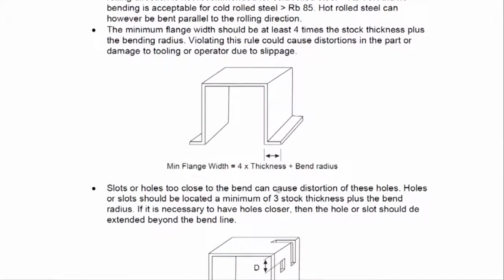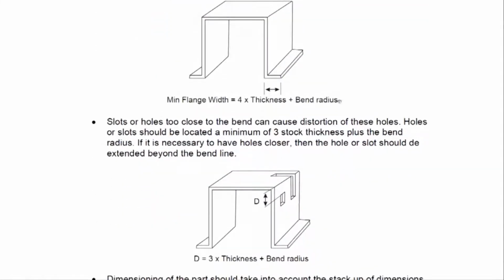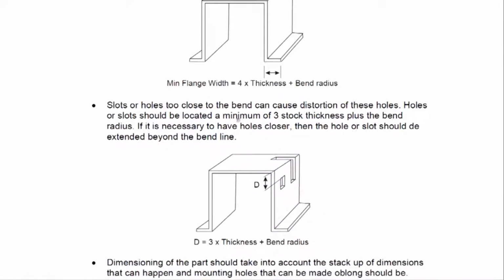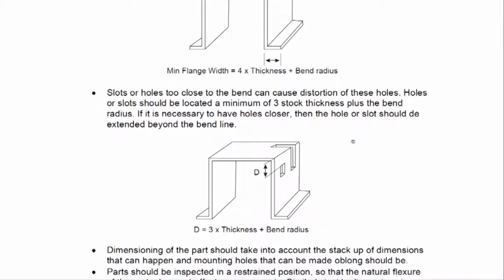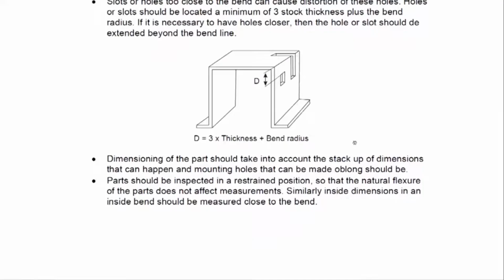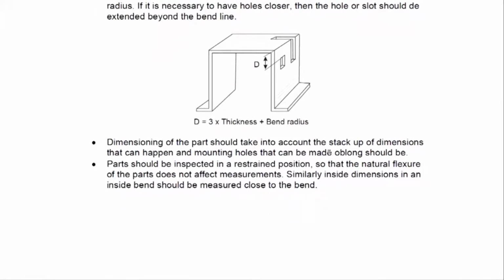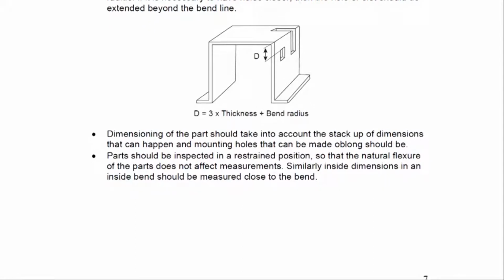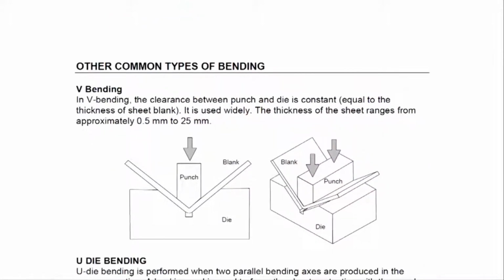So, flange width, it is just a matter of convenience. They have given here thickness and bend radius and so on. Slots or holes too close to the bend can cause distortion. Holes should be located a minimum distance away. These are all matters of simple design guide rules. Dimensioning the part should take into account the stack up of dimensions that can happen, and mounting holes should be made oblong, and then parts should be inspected in the constrained portion and so on.